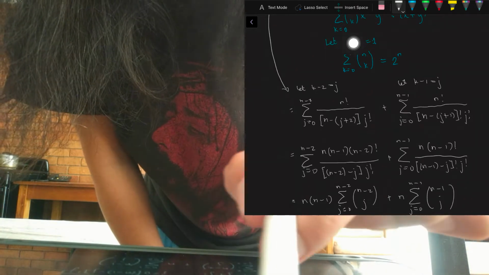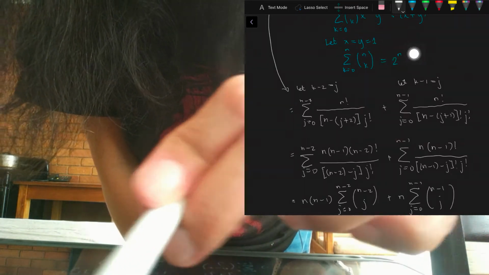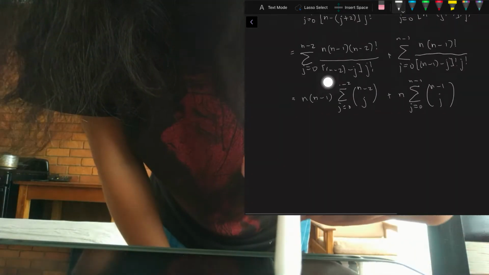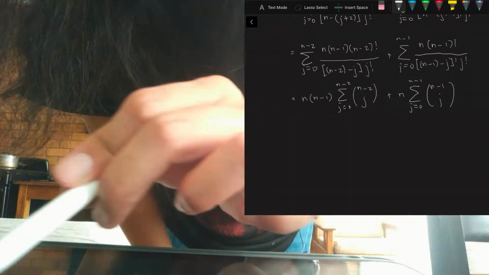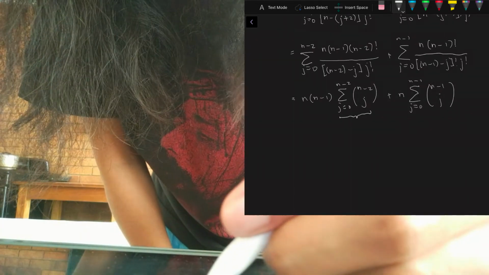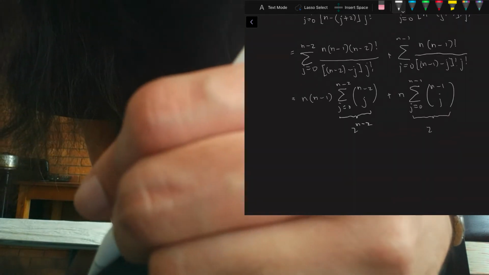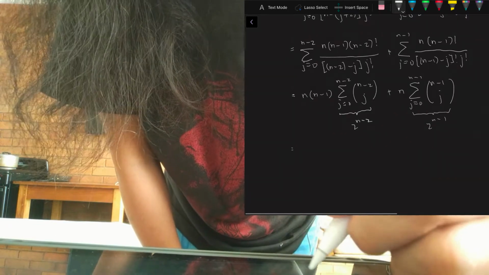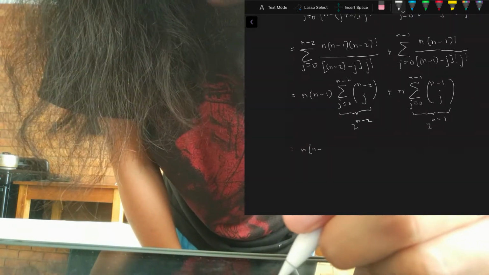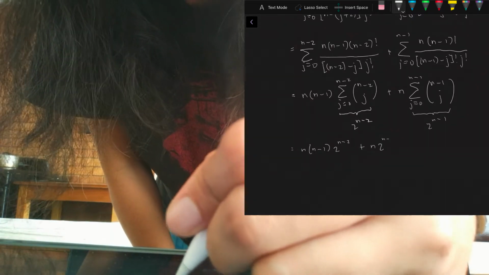Because the upper limit of the sum and of the binomial coefficient is n, and that gives 2 to the n, therefore the upper limit here is n minus 2, the upper argument of the binomial coefficient is also n minus 2, therefore this whole thing is just 2 to the n minus 2. Same reasoning, this whole thing is just 2 to the n minus 1. Okay, and so all in all we now have n minus 1 multiplied by 2 to the n minus 2 plus n times 2 to the n minus 1.